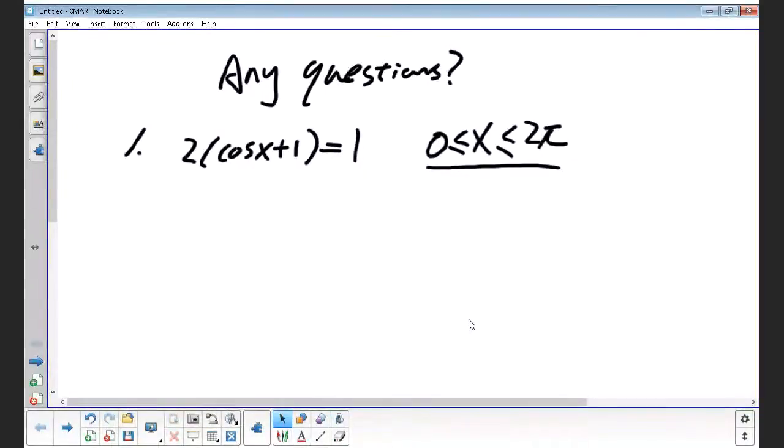Don't worry, it's done. So what is the first step we need to do? Put the 2 to the right side, just divide by 2 on left and right. So cosine x plus 1 is equal to 1/2, right? That is the first step. Yes, correct. And then just move the 1 to the right. So cosine x equals negative 1/2. Then you should figure out the next step, how to find the angle for cosine x.